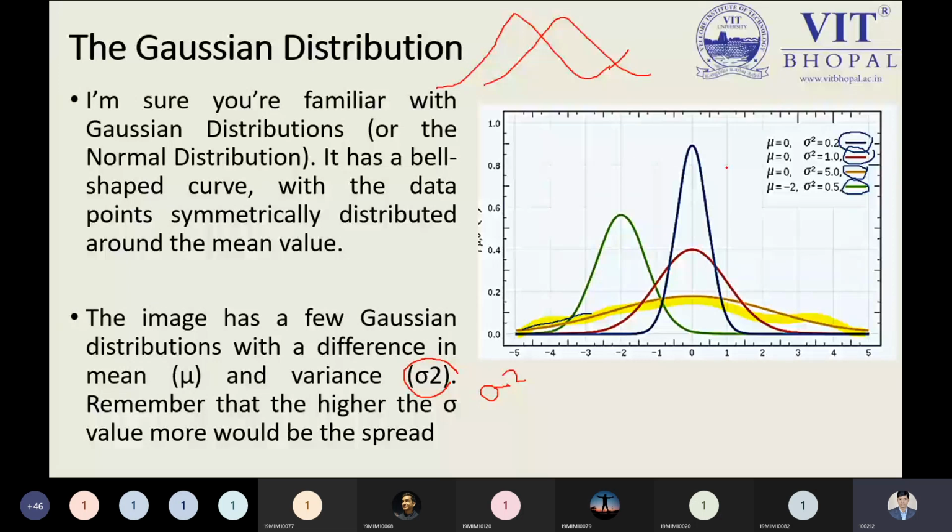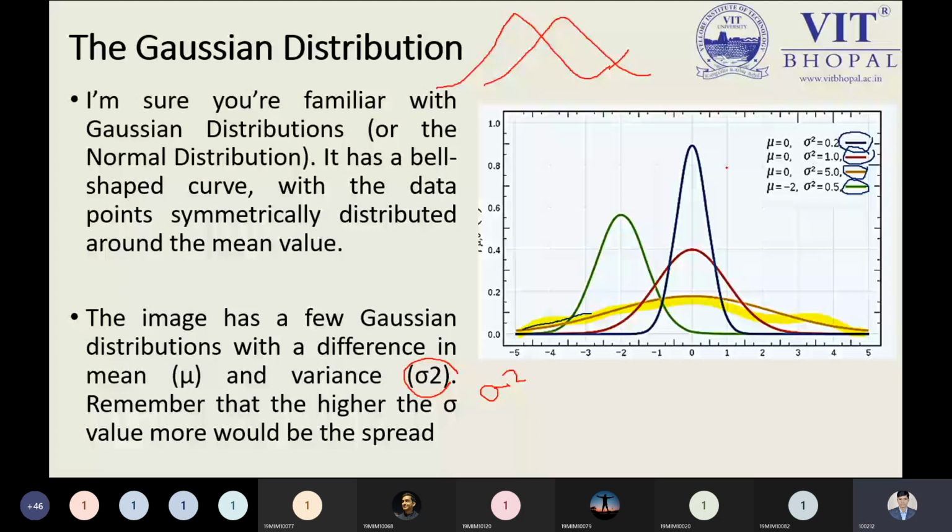Now we have understood what is meant by the Gaussian model. The distribution will be done by the Gaussian distribution, the normal distribution, and the graph will be represented like this. Mu means mean. Suppose I'm choosing the blue line. Mu we are getting here is 0, but its variance is 0.2. The same thing, mean is 0, for the red and orange lines as well, but their variances are 1.0 and 5.0.